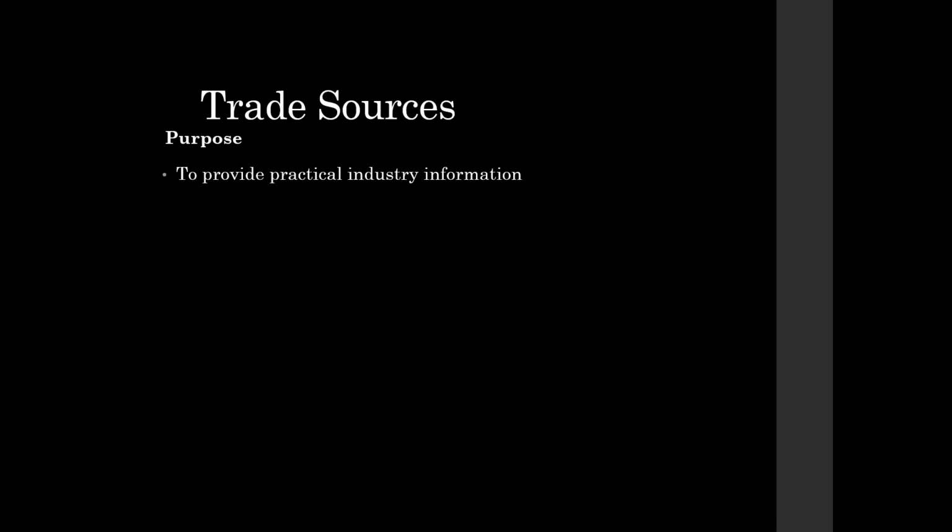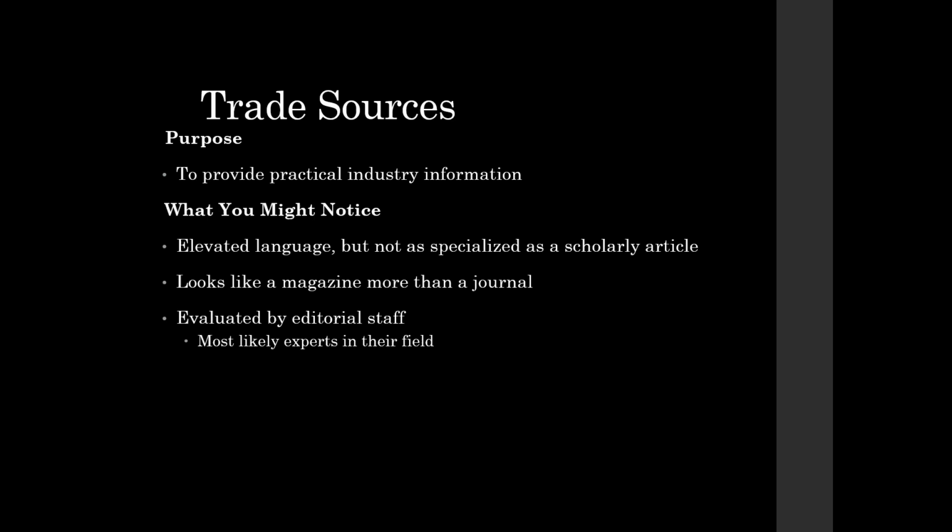The third type of source to consider is a trade source or trade publication. The purpose of a trade publication is to provide practical industry information for the reader. You may notice that trade publications will utilize elevated language that is specialized for a field or a job, but it may not be as specialized as a scholarly article. The goal of a trade publication may not be to present new research or new information, but rather to inform the reader so that they can perform the tasks of their job better or understand a concept better.